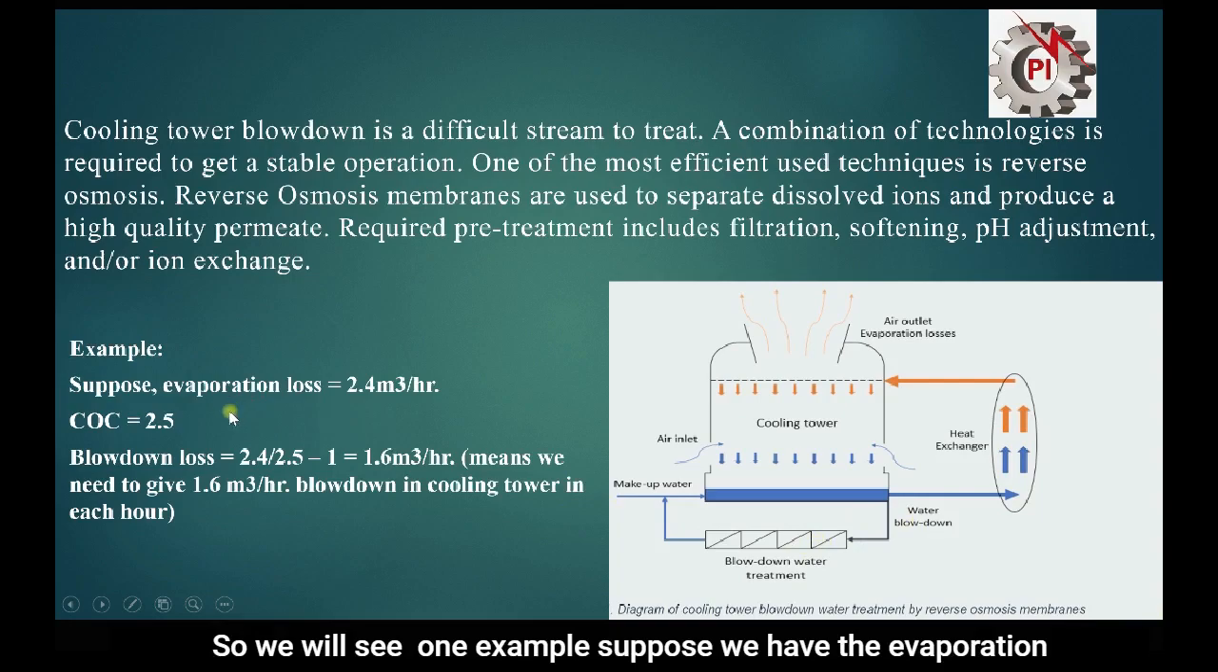So we will see one example. Suppose we have an evaporation loss of 2.4 cubic meters per hour. The cycle of concentration is 2.5.